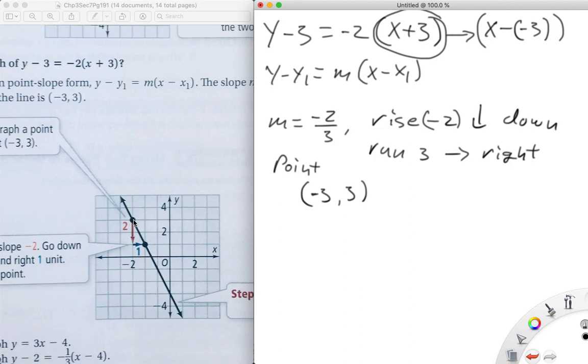And remember, I'm going down 2, 1, 2. I'm going to the right. What's my step? Oh, I'm sorry. Slope is -2 over 1. So down 2 and then to the right one time. So 1, 2, 1. Put my points together, connect the dots, and then form my line.